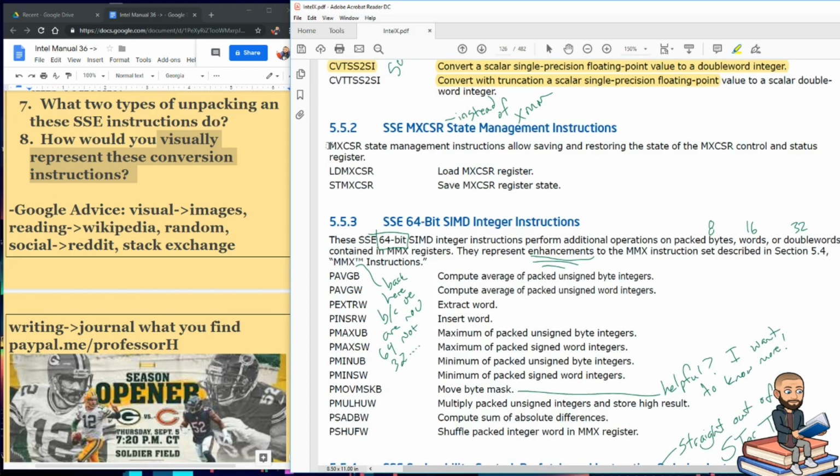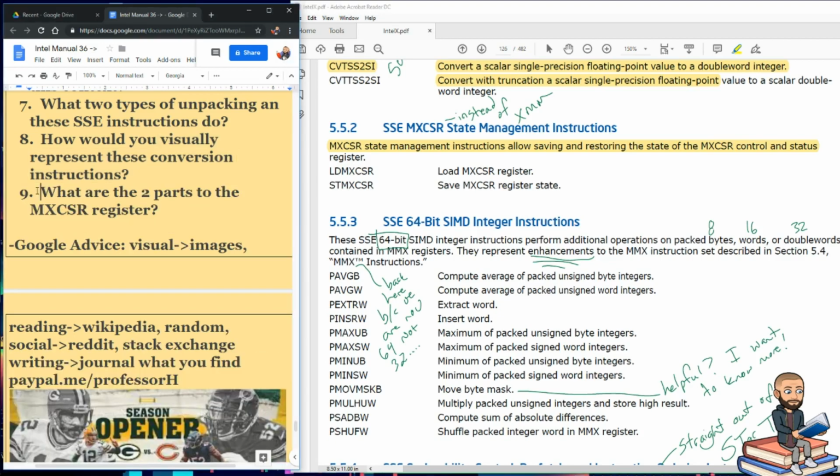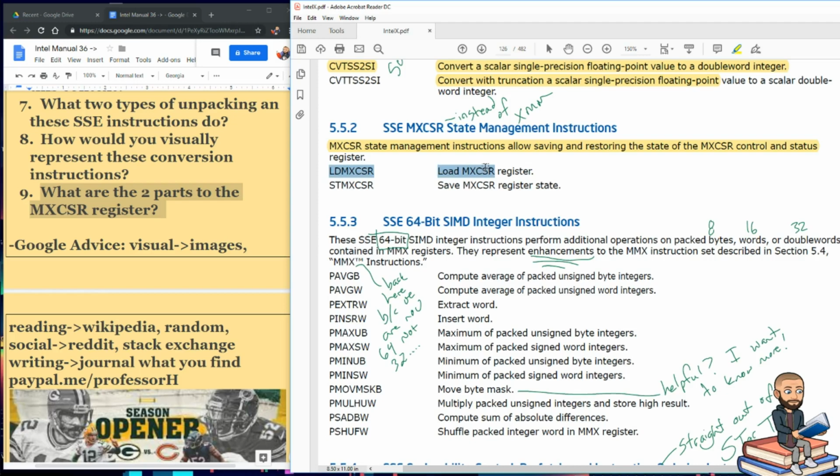Alright, so the way this MXCSR register works is we have these state management instructions to allow us to save and restore the state of that register. And there are two parts to the register, the control and the status part. Now this doesn't necessarily correspond with the two instructions. The two parts are the control and status part, that's the answer to this question. However, the two instructions are load MXCSR register and then save.